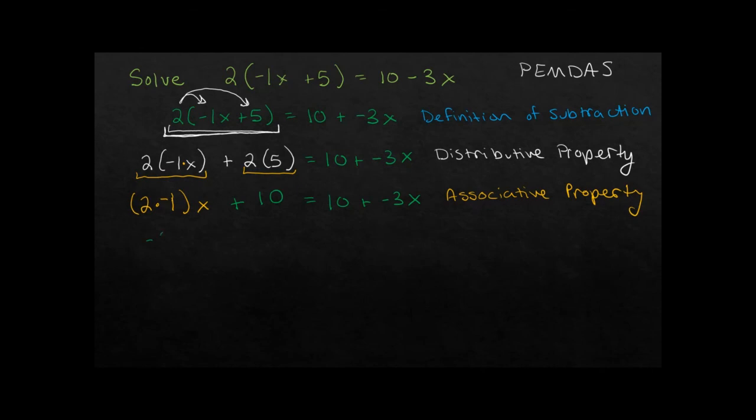So 2 times negative was negative 2. So I have negative 2 plus 10 equals 10 plus negative 3. So this is your thinking process. You're going through these problems. You're thinking, okay, what do I do next?